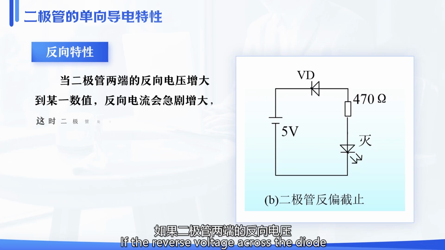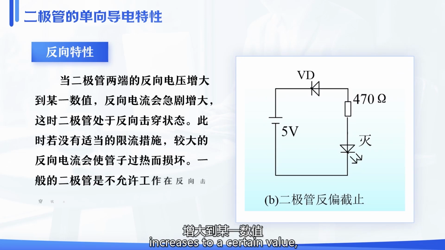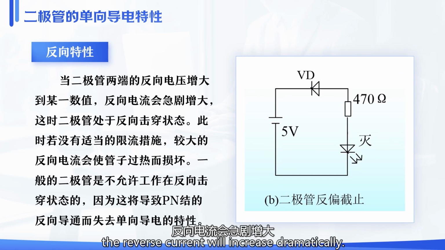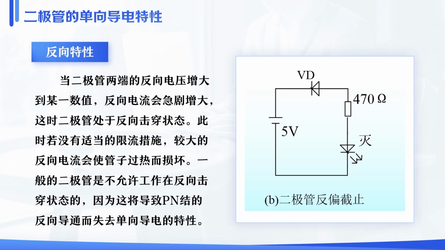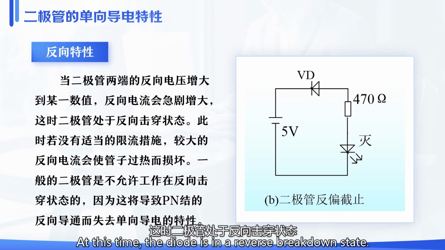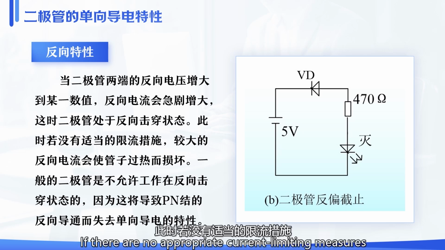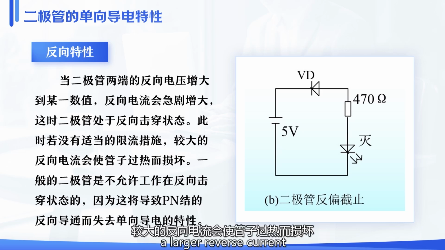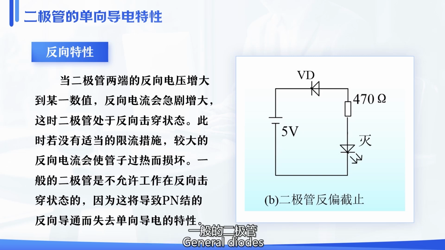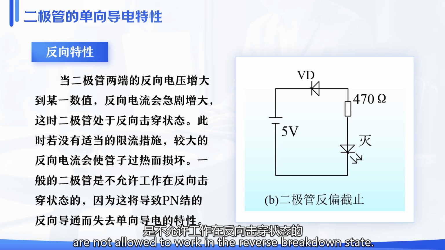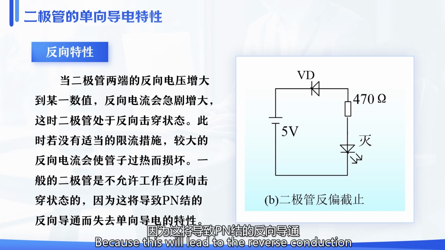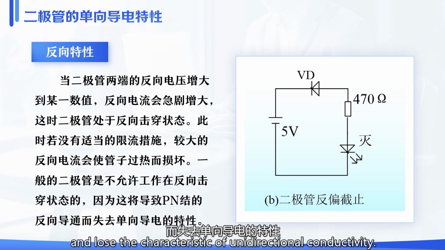If the reverse voltage across the diode increases to a certain value, the reverse current will increase dramatically. At this time, the diode is in a reverse breakdown state. If there are no appropriate current limiting measures at this time, a larger reverse current will overheat and damage the tube. General diodes are not allowed to work in the reverse breakdown state, because this will lead to the reversed conduction of the p-n junction and lose the characteristics of unidirectional conductivity.